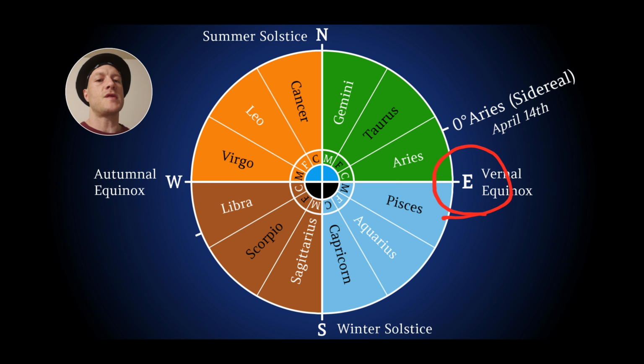Even though the tropical system will say that the vernal equinox, the spring equinox, is also 0 degrees Aries, really we're still in Pisces. There's a difference between the seasons and the signs. The signs are based upon the fixed stars in the sky, while the tropical system is based on the seasons. Sidereal is the fixed stars, tropical is the seasons.